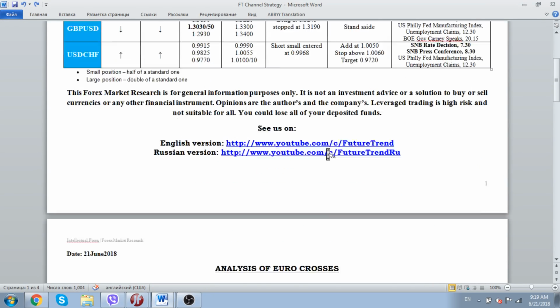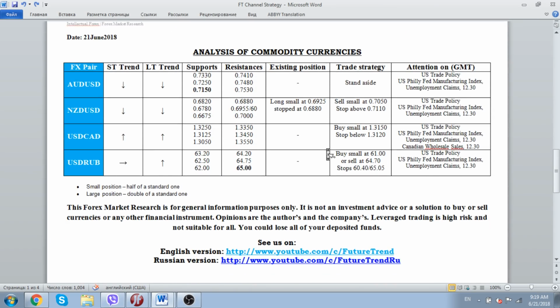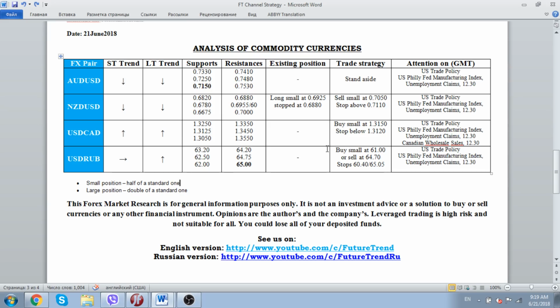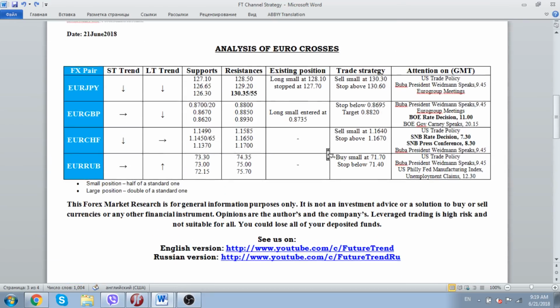For those interested in our strategy of commodity currencies, here it is. You can see that we closed all our positions and prefer to stand aside. But overall, the situation still remains quite favorable for the resuming of dollar strength in those currency pairs. As regarding the euro crosses, the situation should remain quite bearish.